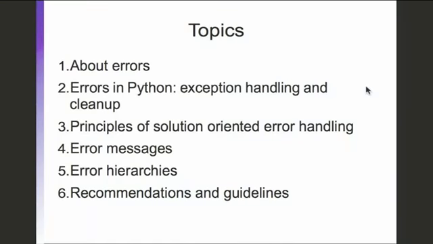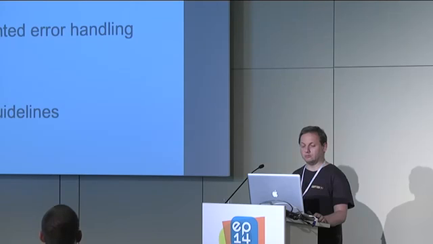What I'm talking about now is I give a short introduction about errors in general, then I give an overview of errors in Python. How does Python represent errors with exception handling? How does Python clean up resources after errors? Then I'm going to focus on the principles of solution-oriented error handling, with dedicated sections on error messages and error hierarchies, or exception hierarchies. And I'm summarizing the whole thing at the end with a couple of recommendations and guidelines you can apply to your code.